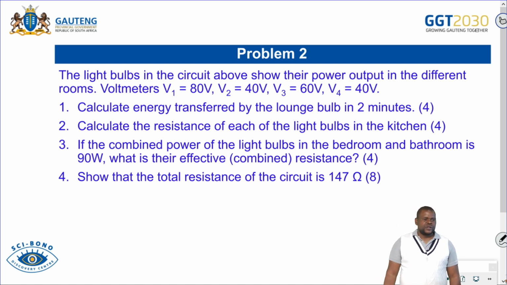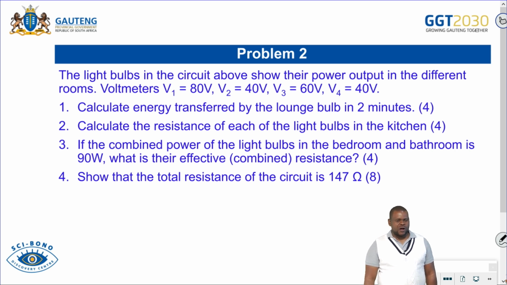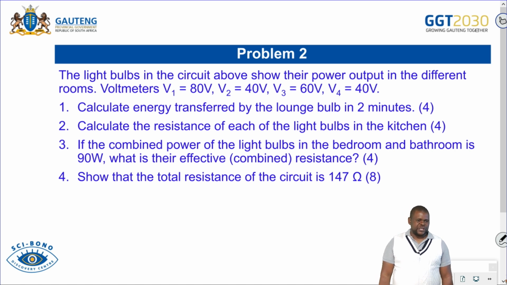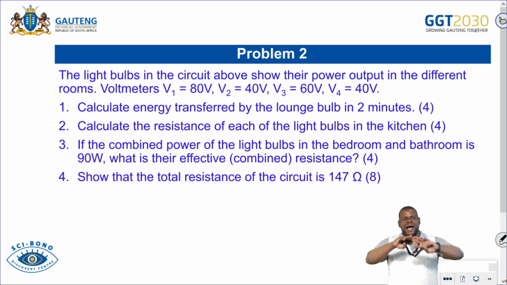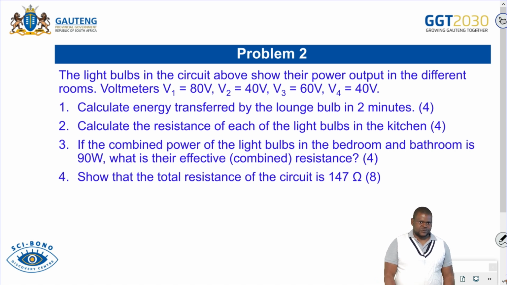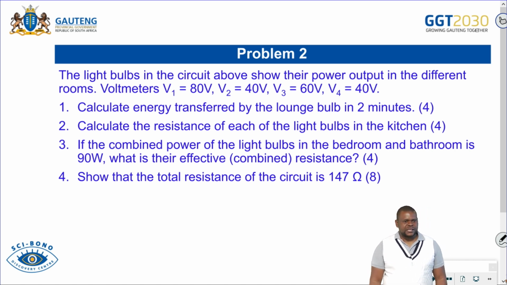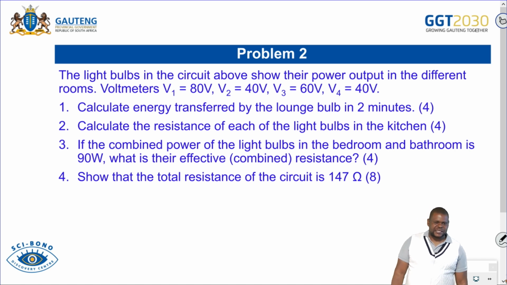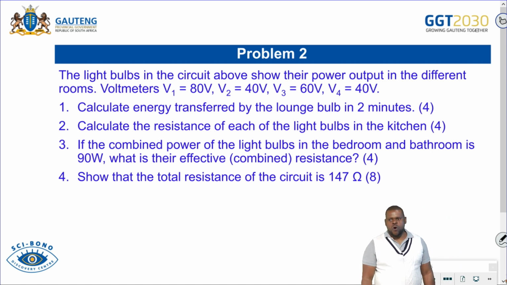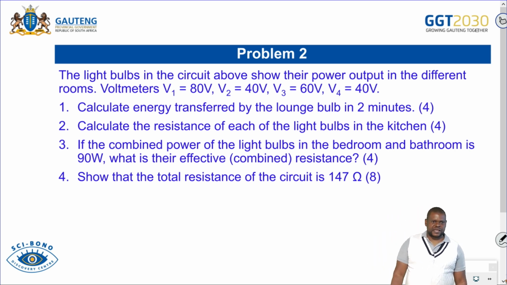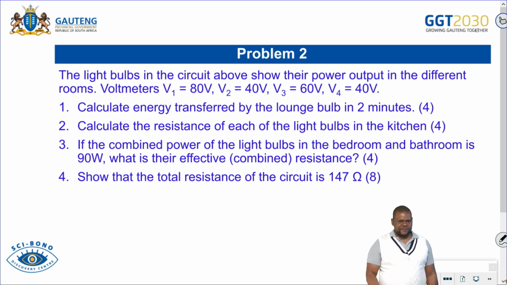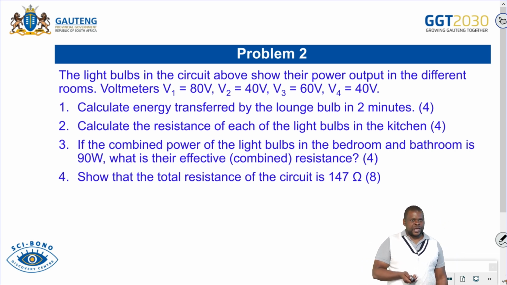Number three, if the combined power of the light bulbs in the bathroom and bedroom is 90 watts, what is their effective resistance, or their combined resistance? Lastly, show that the total resistance of the circuit is 147 ohms.